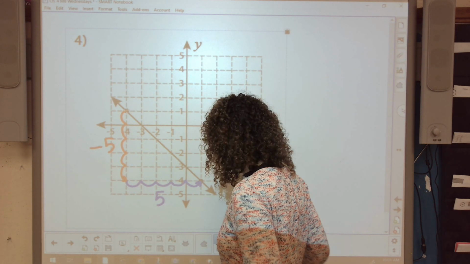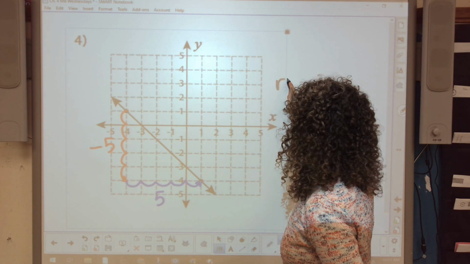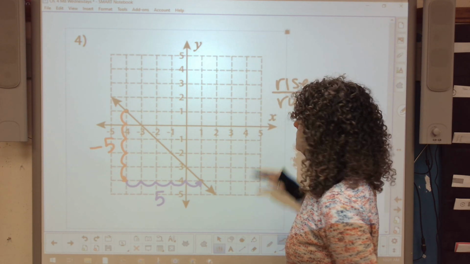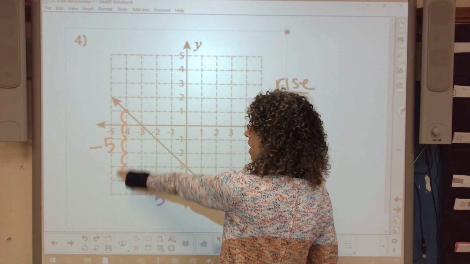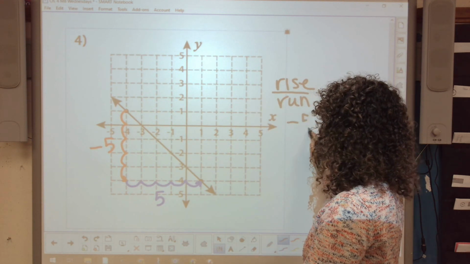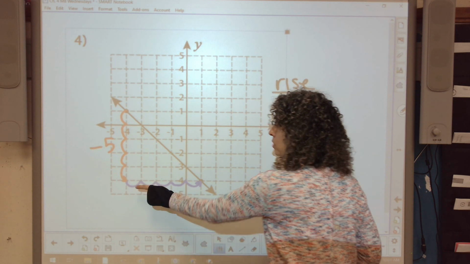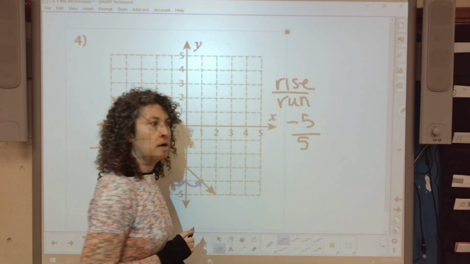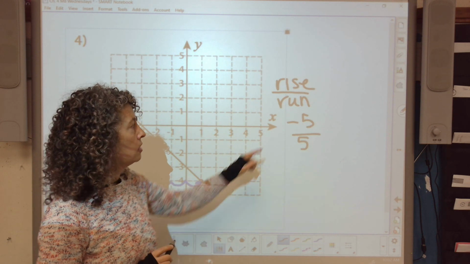All right, let's put my slope together. Again, my slope is rise over run. So my rise is my up and down. So I have a -5. My run is my left to right. So I have a +5 there. So that's my +5 for my run, rise over run.